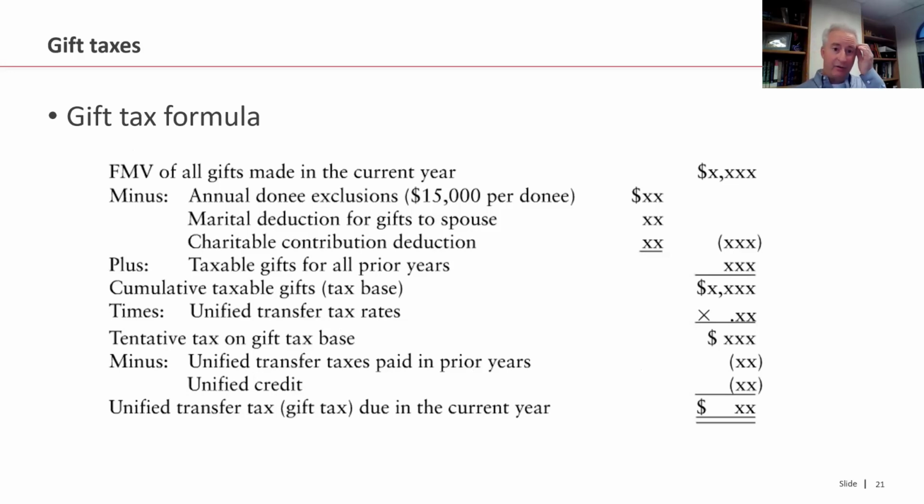So here's what the gift tax formula looks like. Because it accrues over the lifetime of any individual, you add up all the gifts that were made in the current year, you subtract anything that you're allowed to subtract, like that exclusion we talked about. You can also deduct charitable contributions. Then you add all taxable gifts in prior years. That gives you your cumulative amount of transfers. You apply a rate to that, and then you'd apply the unified credit. You'd also get the credit for any taxes you paid in previous years, of course.